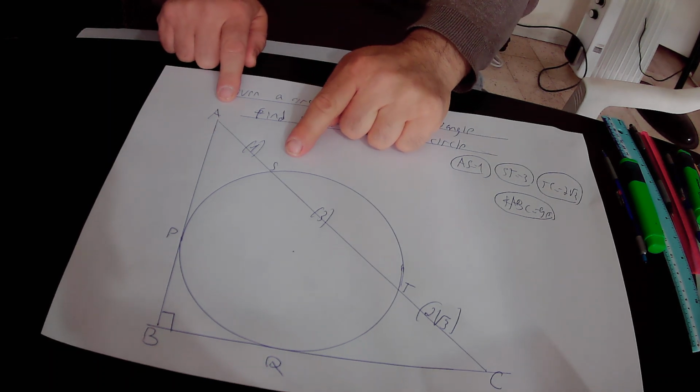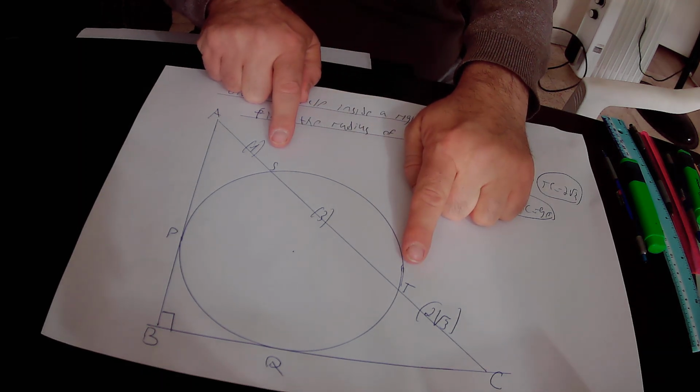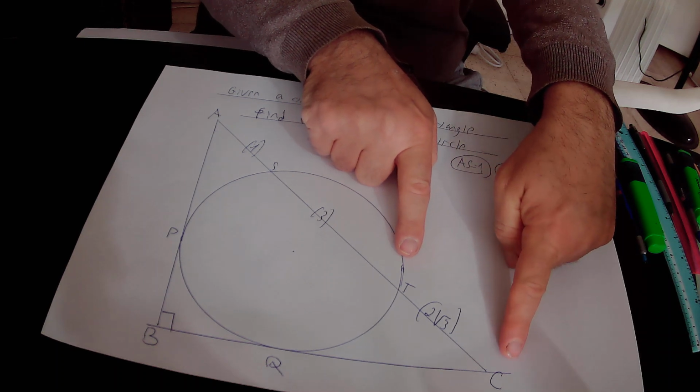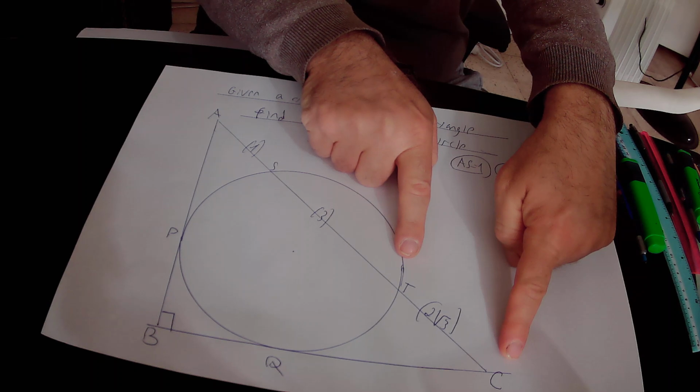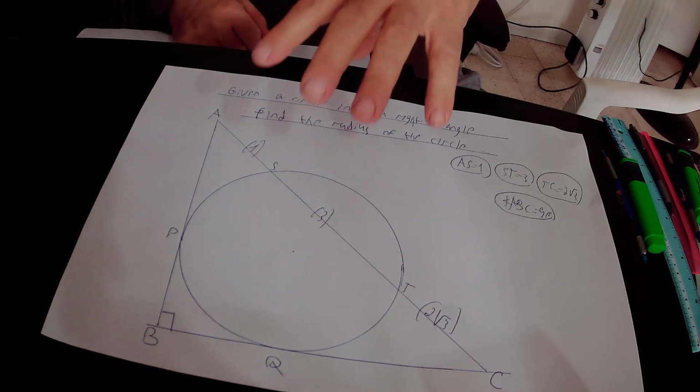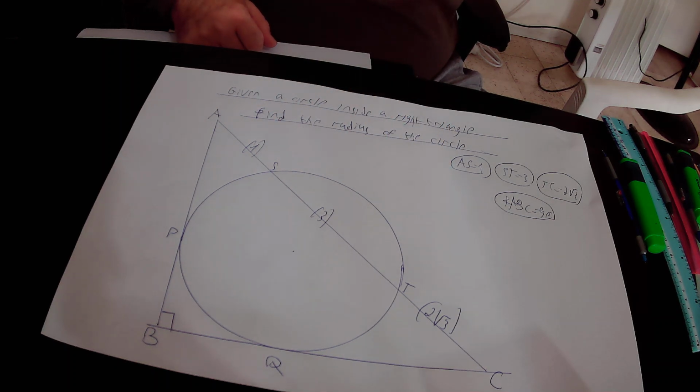This is line segment AS, that is equal to 1 unit in its length. This is line segment ST, that is equal to 3 units. And finally, this is line segment TC, that is equal to 2 times square root of 3 units in its length. I repeat again that our mission is to find out the radius of this circle.